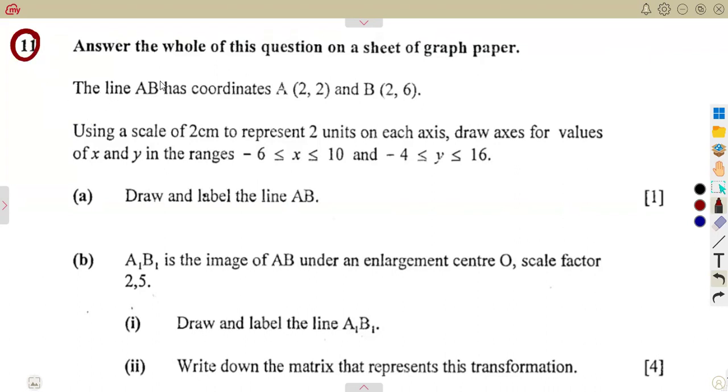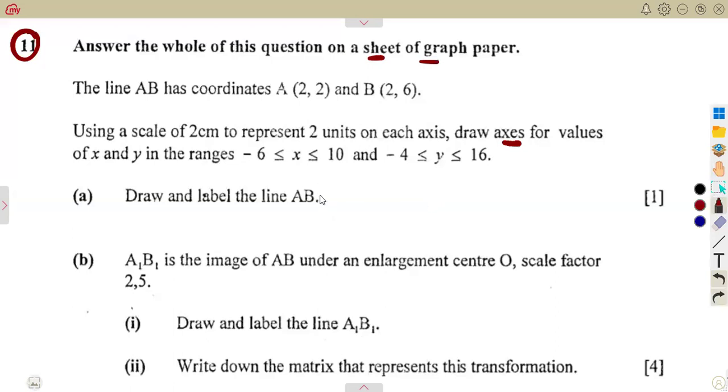Question number 11. Answer the whole of this question on a sheet of graph paper. Given the line AB with coordinates A(2, 2) and B(2, 6), using a scale of 2 centimeters to represent 2 units on each axis, draw axes for values of X in the range -6 ≤ X ≤ 10, and Y taken from -4 to 16. So that is what you're given on this presentation.